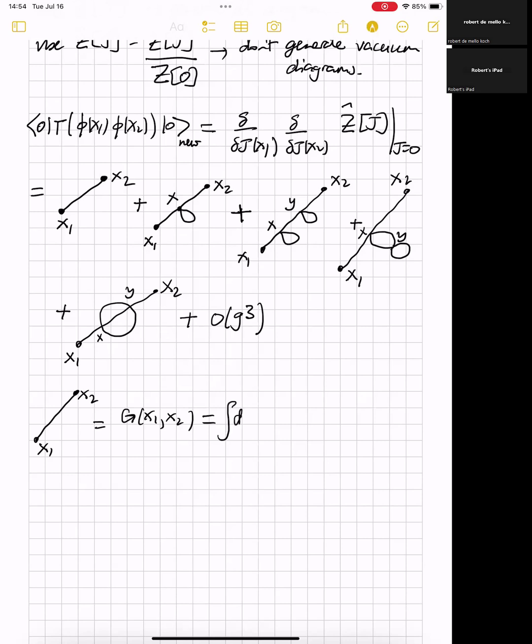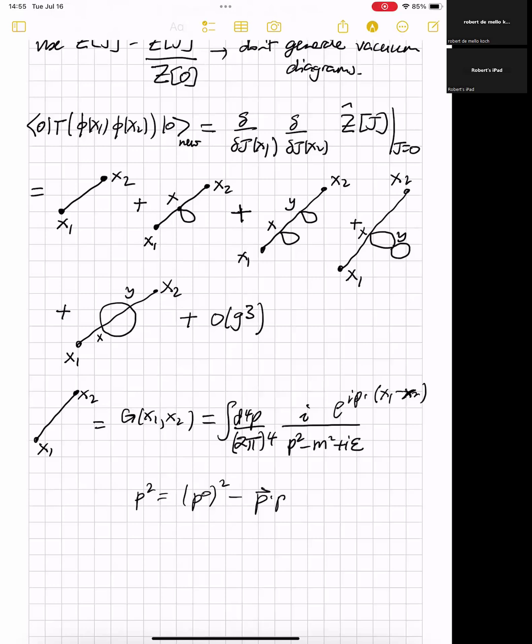It's an integral d4p over 2 pi to the 4. So this is something that you really need to remember. i over p squared minus m squared plus i epsilon, and then we'll have an e to the i p dot x1 minus x2. So we've got Feynman's i epsilon prescription here. Don't forget that. And also don't forget that by p squared here, we mean p naught squared minus p dot p. Okay, that's the Green's function.